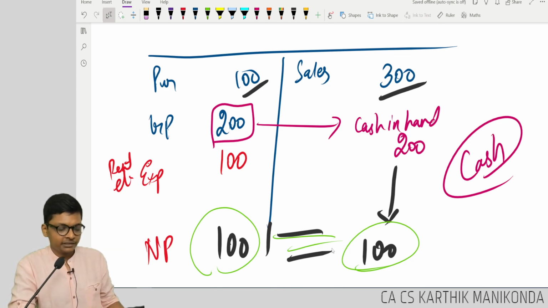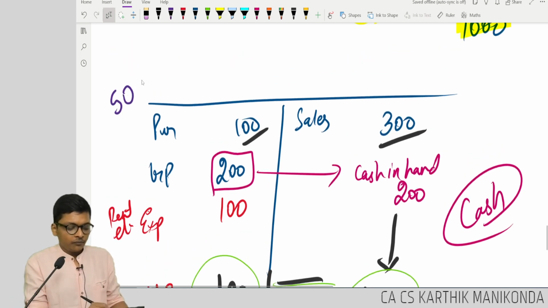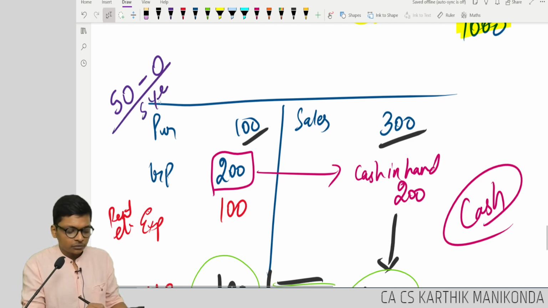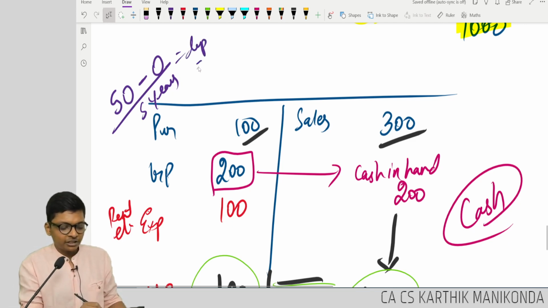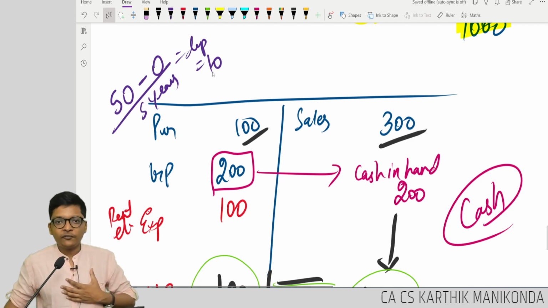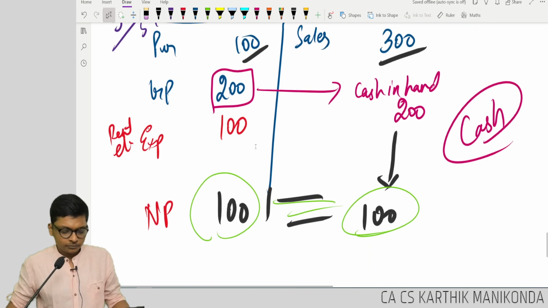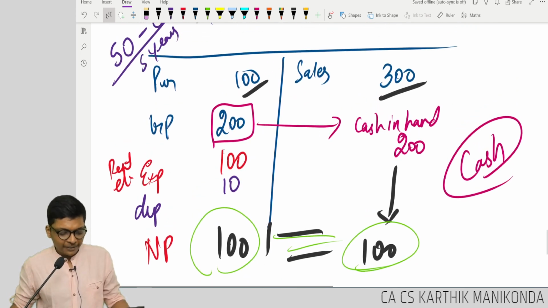Are you following guys? Now imagine this company purchased a new plant and machinery for 50 with a residual value of 0 and useful life of 5 years. What is depreciation per year? Depreciation is 10. All of you able to follow guys? Online? Yes. Depreciation will be 10.